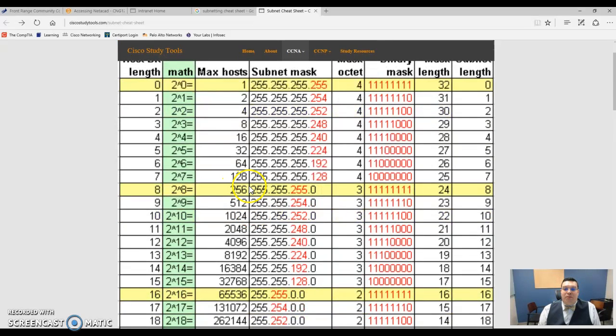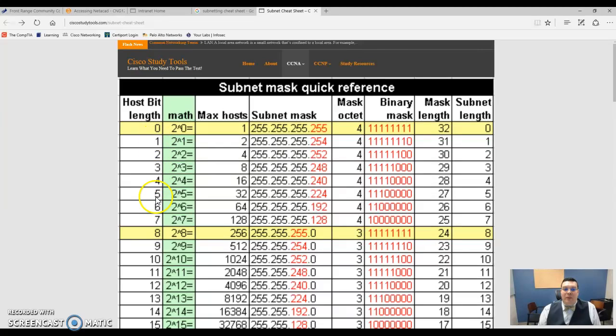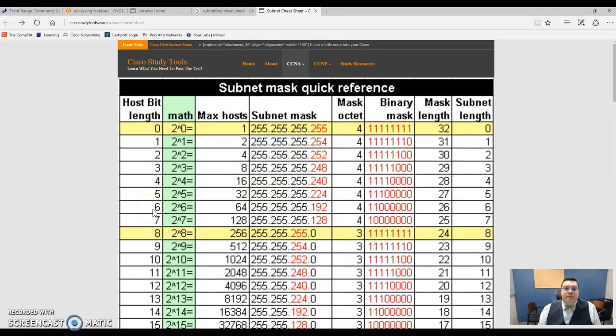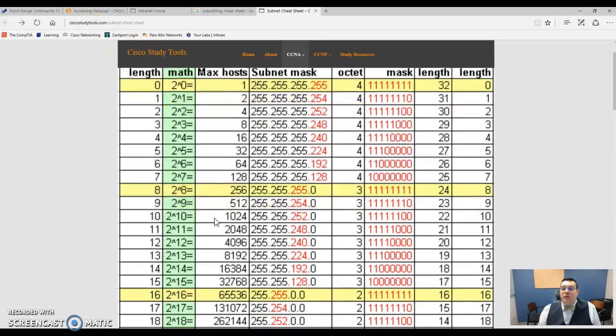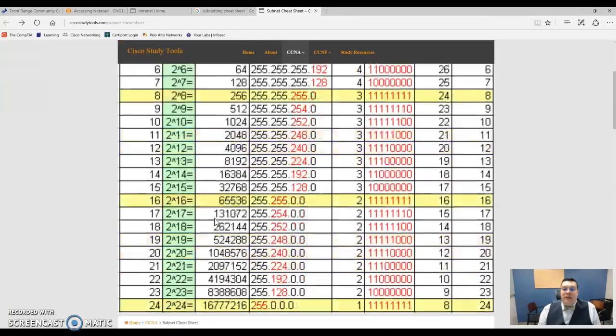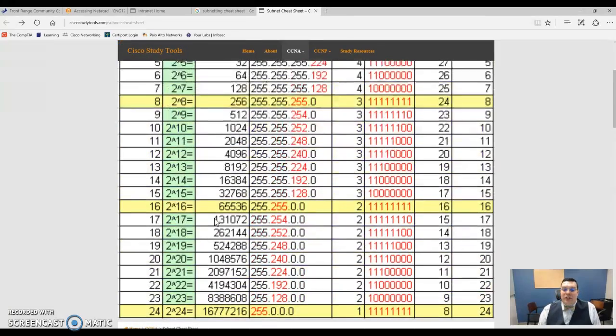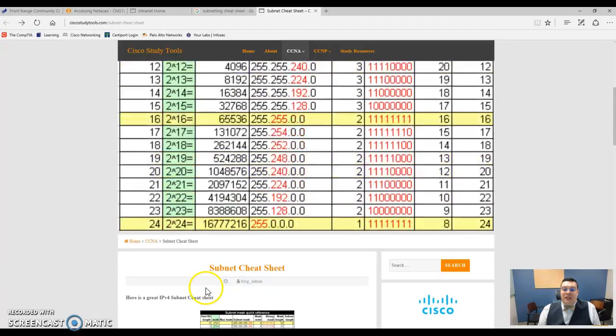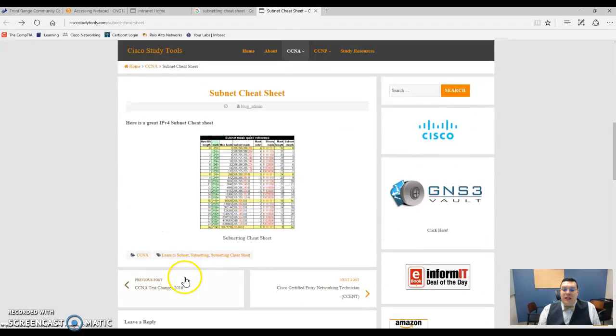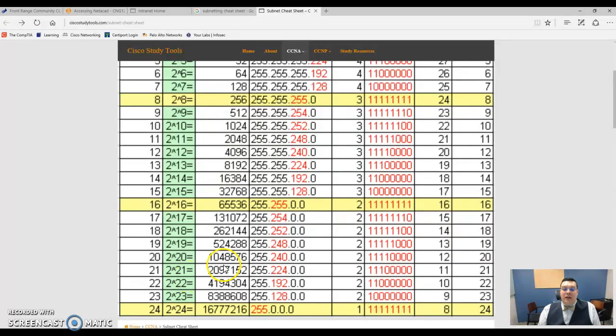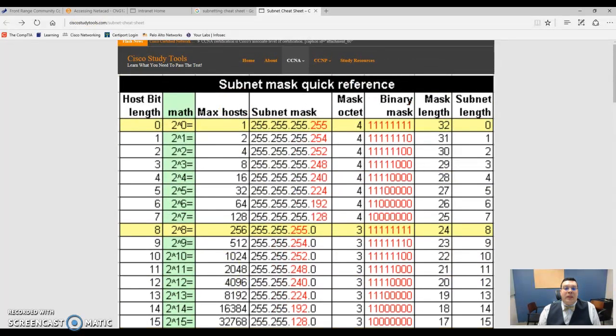Here we go with the bits borrowed, or total bits on the left. CiscoStudyTools.com subnet cheat sheet. This one might be a decent one to use so far. It doesn't give us classes A, B, and C's, but it just really tells us what the subnet mask is going to be at different levels when we're dealing with like a class B, a class C, but it doesn't go on beyond that class C, which is kind of uninformative.